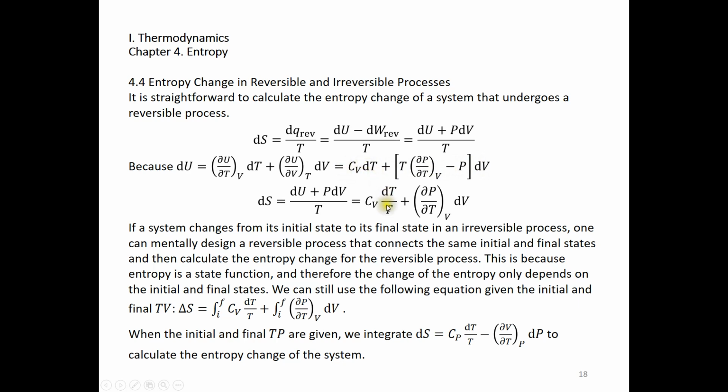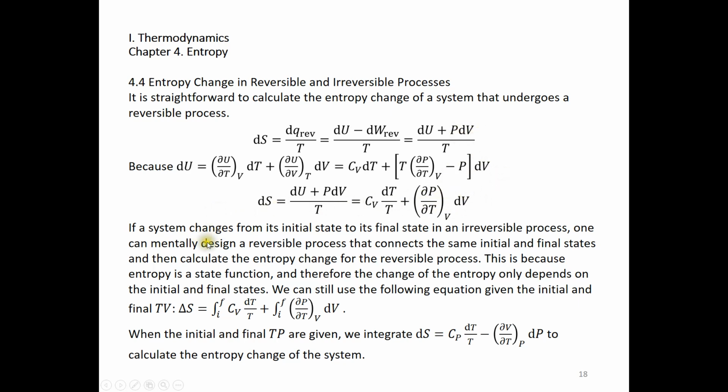Now we have only two terms in the end. We have C_V dT over T over here. That's from this term divided by T. And also we have this term, (∂P/∂T) under constant volume condition times dV. So it's from this times dV over temperature. Again, PdV and negative PdV cancel.